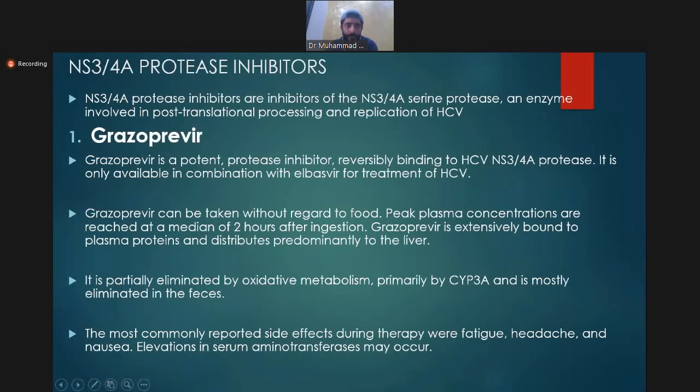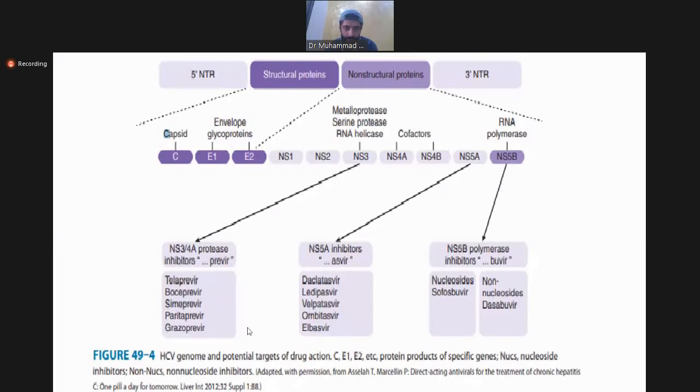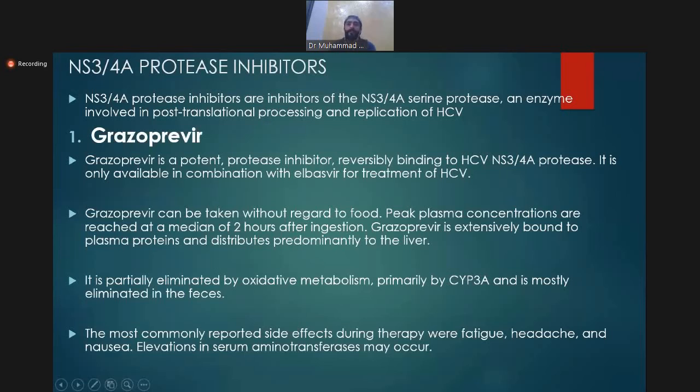Now moving on to the NS3/NS4A protease inhibitors. These are the drugs which end in the suffix previr. They are the inhibitors of NS3/4A serine protease, an enzyme involved in the post-translational processing and replication of hepatitis C virus. All of these end in the suffix previr. It's a potent protease inhibitor, reversibly binding to the protease, and it is only available in combination with elbasvir for the treatment of hepatitis C.